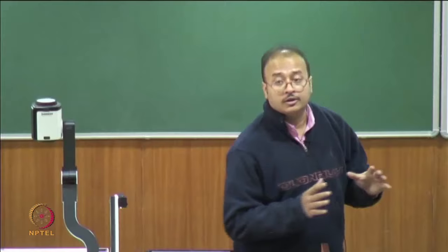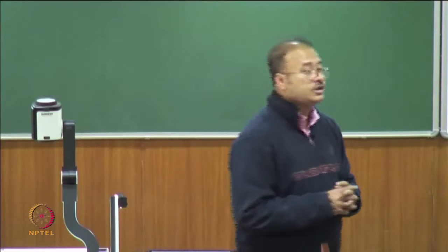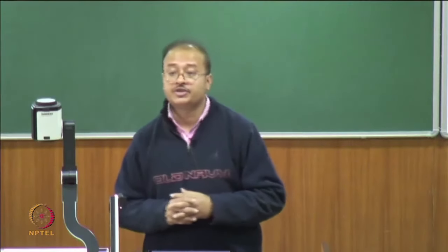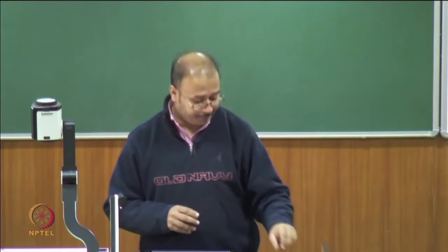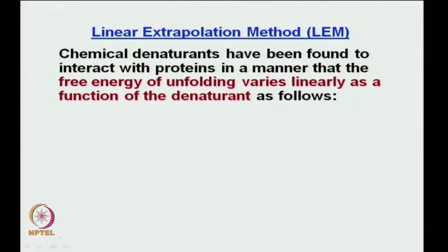Now, how do we model a chemical denaturation? The best way to do it is by something known as the linear extrapolation method, in short LEM. This is very commonly used. What does it refer to? It says that from many studies, chemical denaturants have been found to interact with proteins in a manner that the free energy of unfolding varies linearly as a function of the denaturant.